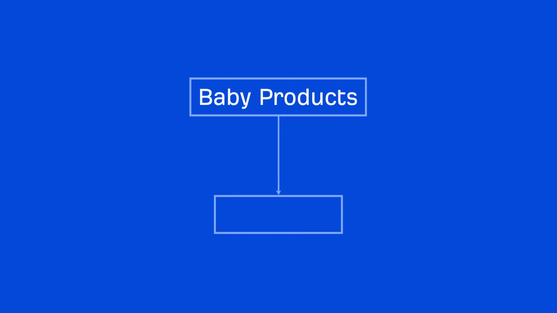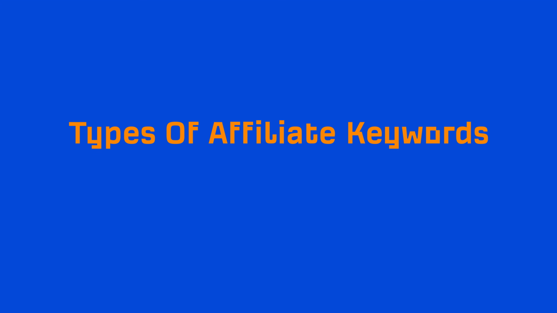So to set some context, I'm choosing baby products as my main niche, and as I taught in the previous lesson, I'm going to choose a sub-niche to start. Let's go with car seats. Alright, so let's talk about the 4 different types of affiliate keywords, how they fit into an affiliate marketing site, and how you can find them for your site.